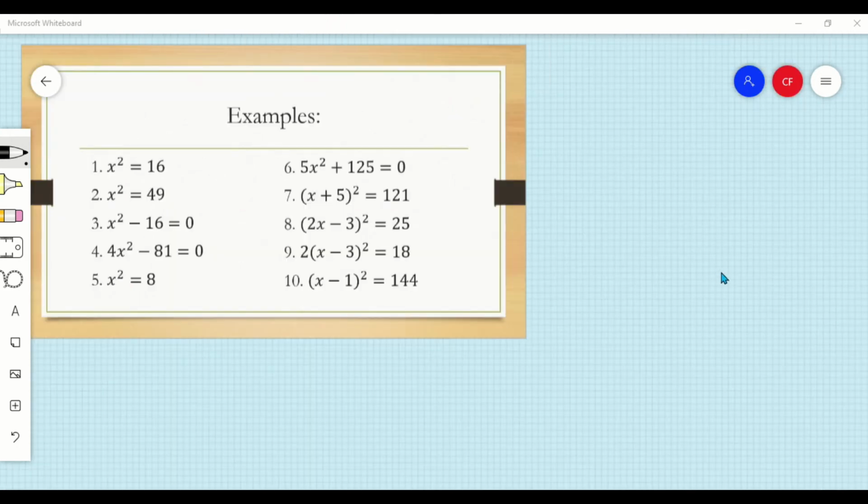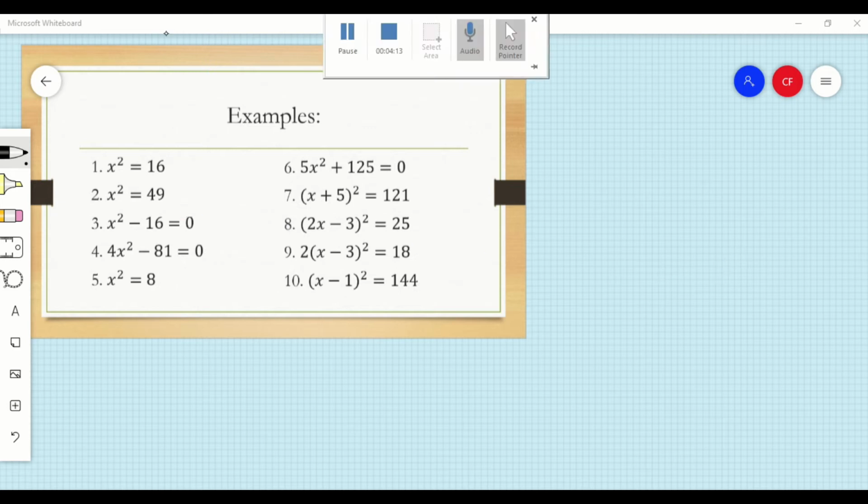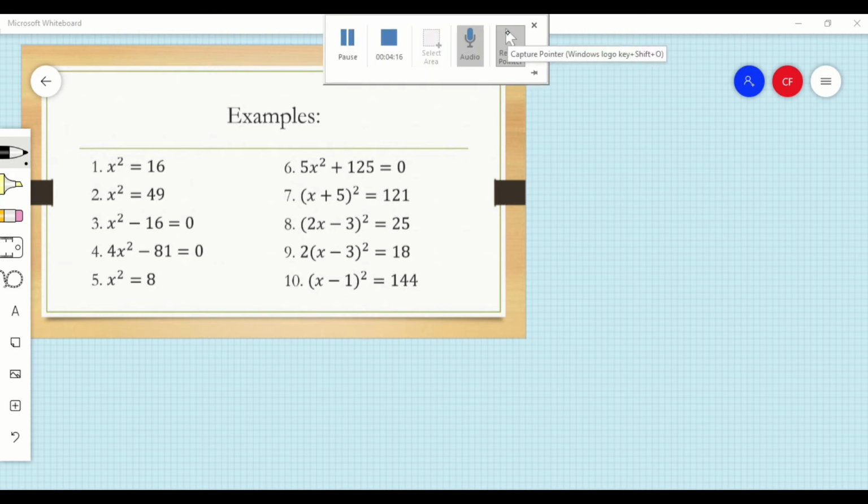Okay, so as you can see here, class, may 10 examples ako dito. So, first example, we have number 1 example, rather, x squared equals 16. Okay, so, using the extracting square root, ganito lang po yun, method nyan, kung paano i-solve using extracting square root. Okay, so, example number 1. So, we have x squared equals 16.